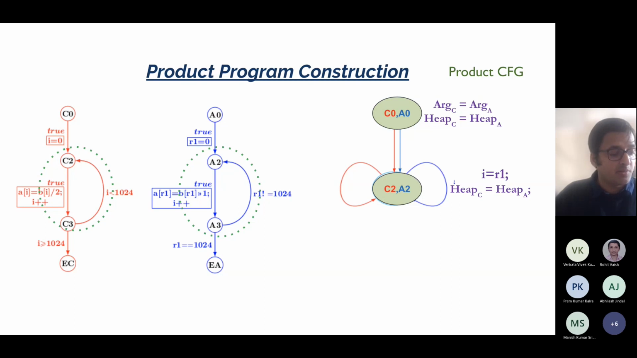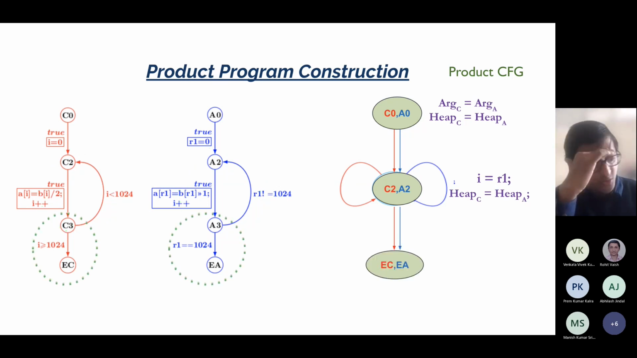Also notice that it is possible to show that the heap contents remain identical at C2A2 irrespective of the paths taken by the product program. This property was possible only because the correlations chosen in the product program were carefully chosen to capture the lockstep execution of the two programs. Finally, the product program encodes that the C program exits if and only if the assembly program exits.